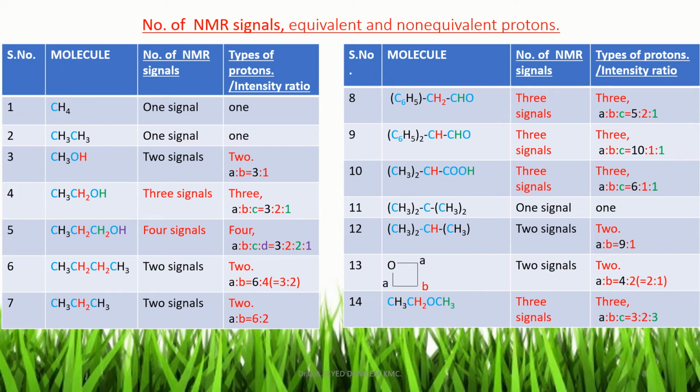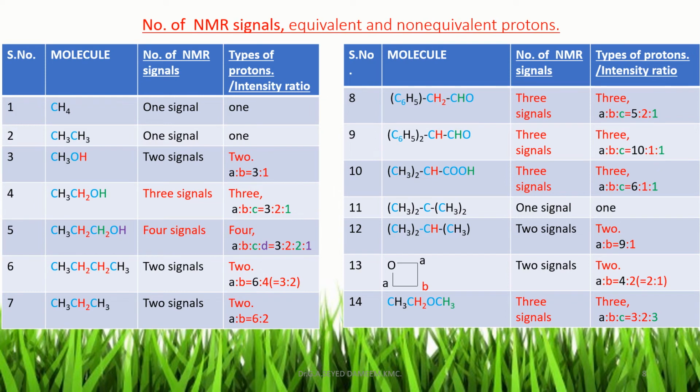it gives 1 signal. And serial number 12, it gives 2 signals due to 3 methyl groups, and that is 3 methyl groups are equivalent, and methine proton, that is another type. So it gives 2 signals. The intensity ratio A is to B is equal to 9 is to 1. 9 is due to the protons of the 3 methyl groups.